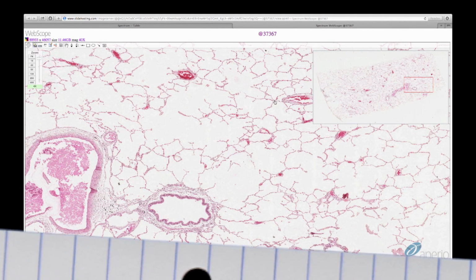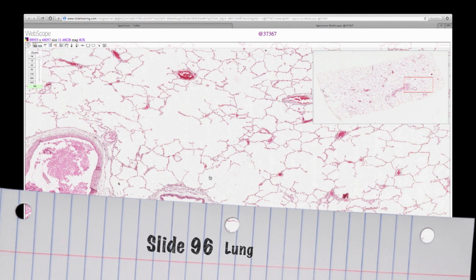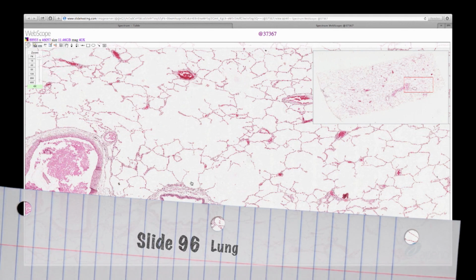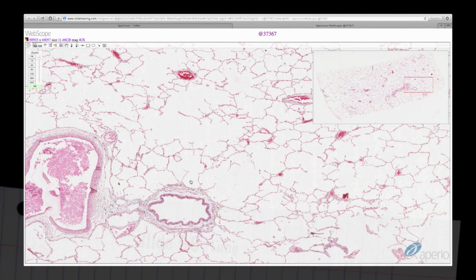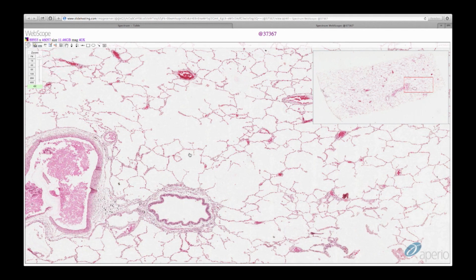We're now looking at slide 96, which is lung tissue stained with H&E. At this point, don't worry about identifying specific structures in this slide. We're looking at the inside of a lung, which is primarily filled with air. Please don't confuse lung tissue with adipose tissue. These thin, scattered lines are primarily cross-sections of small air sacs called alveoli, where the gas exchange takes place.